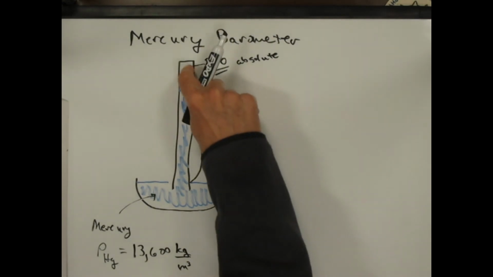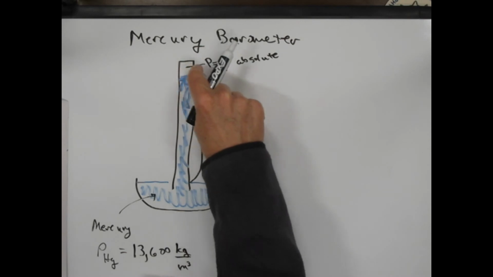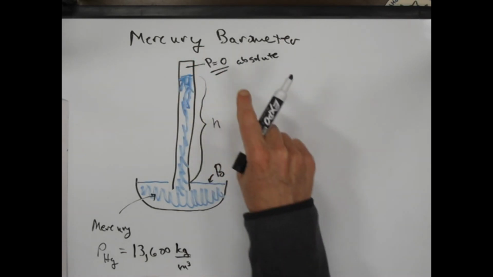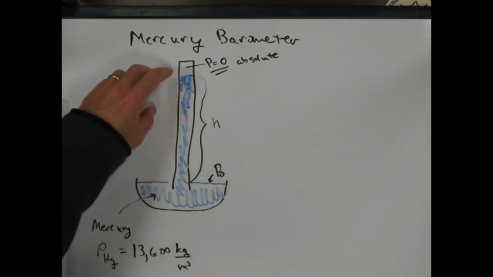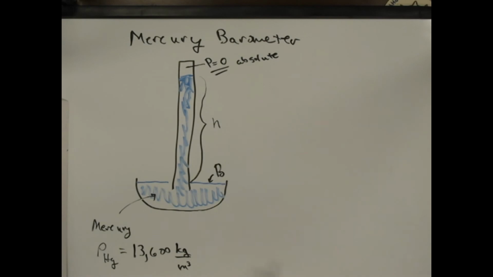And what that means is that when you turn it upside down, it falls away from the tube a little bit, and the pressure up at the top, you didn't have any air in there, and so the pressure up at the top is pretty close to zero. It's actually the vapor pressure of mercury at room temperature, or whatever temperature it is, but it's close enough to zero that you can call it zero, a vacuum, right?